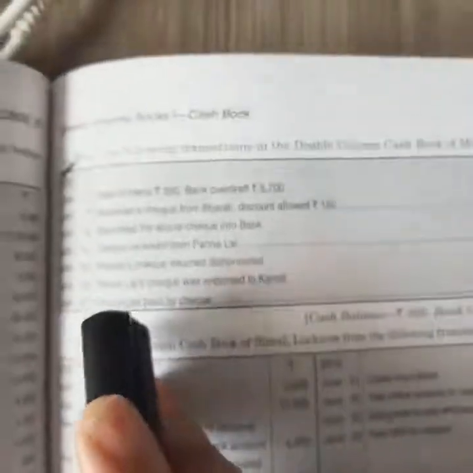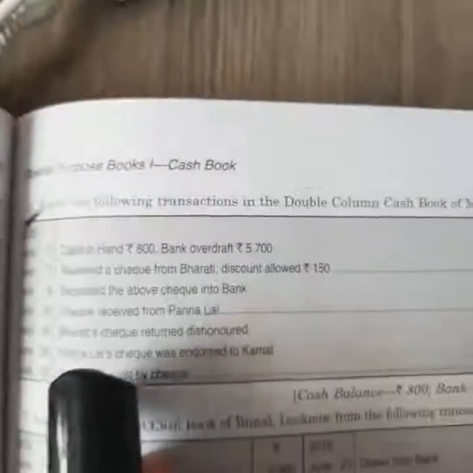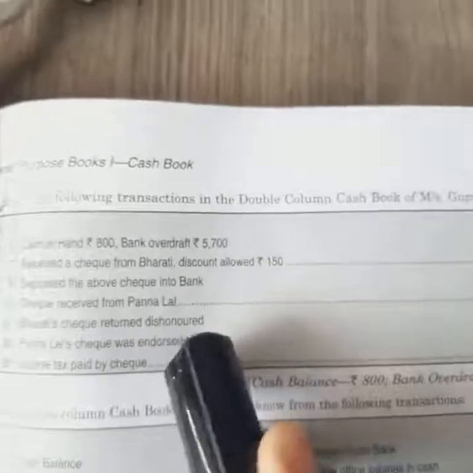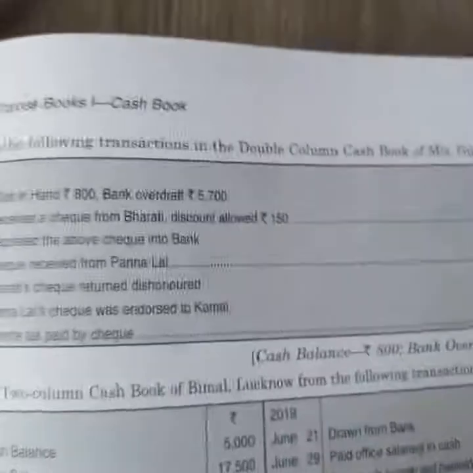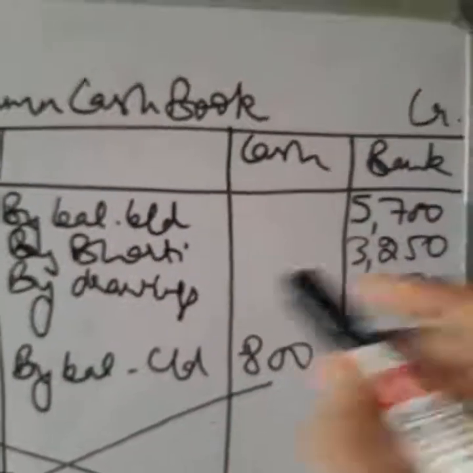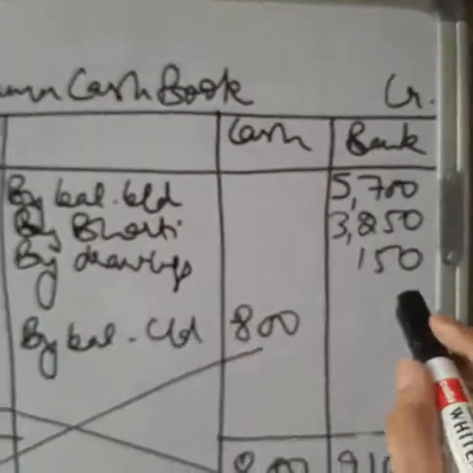Next, income tax paid by check 150. Income tax is of the owner. So it is drawings by the owner. So entry will become drawings to bank. So we'll go to credit side of bank. We'll write by drawings 150.